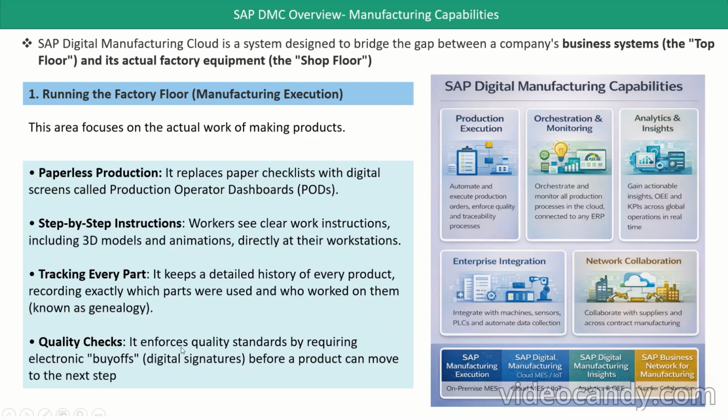Quality checks in between the manufacturing of the product. Whenever we are producing or performing particular steps for a product, we can check the quality at each of the steps, or we can take confirmation from the operator on whether they have performed a particular task on that operation or not, by using the buy-off facility.